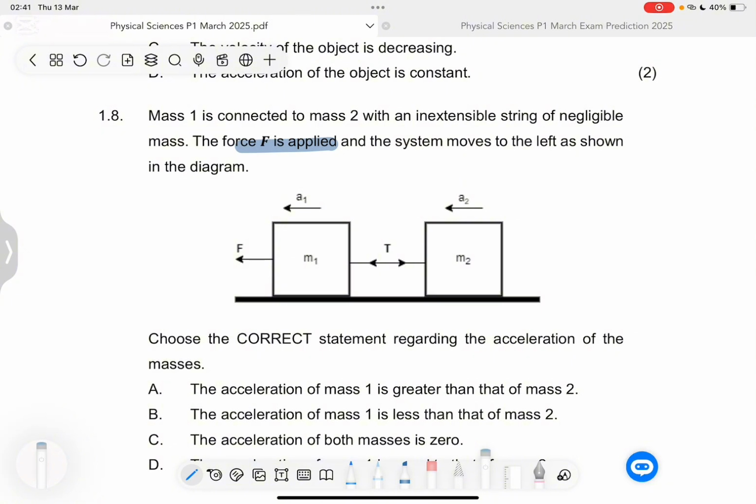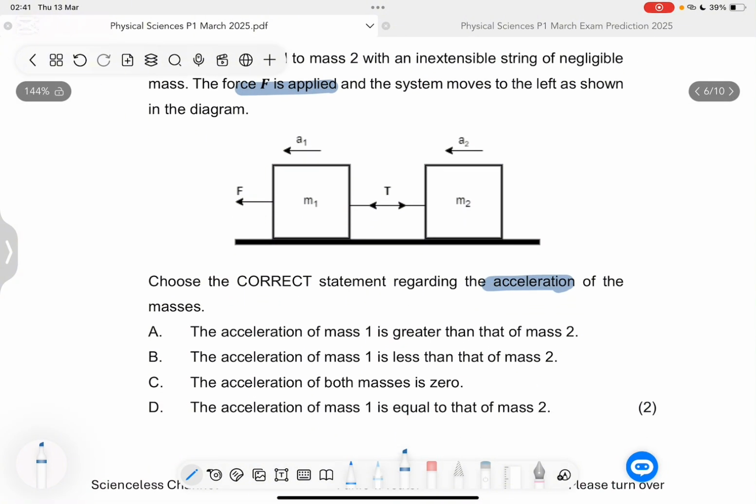Now this we know, when you look at this, it's Newton's second law, or Newton's laws of motion, where we're looking at systems. So we have more than one object, and we know those are problems where we do simultaneous equations and all that. Now they say here, choose the correct statement regarding the acceleration. So our statement is regarding the acceleration of the masses.